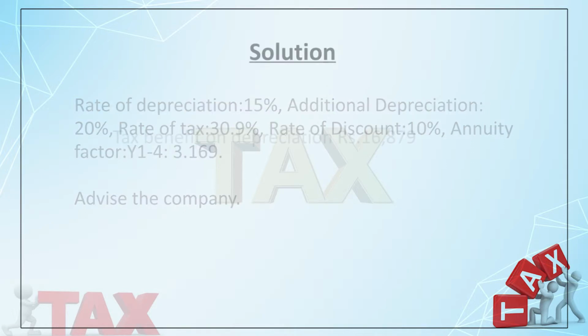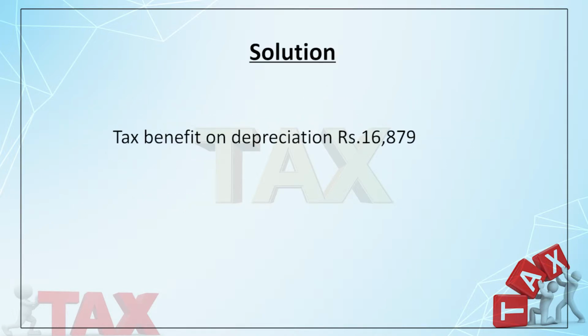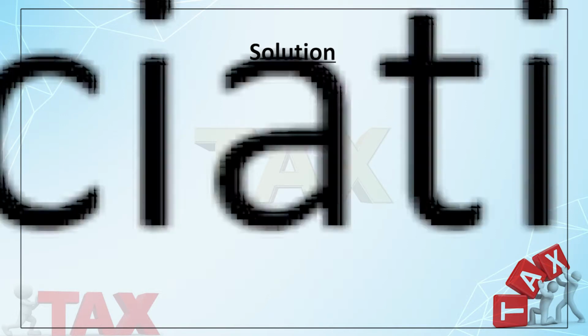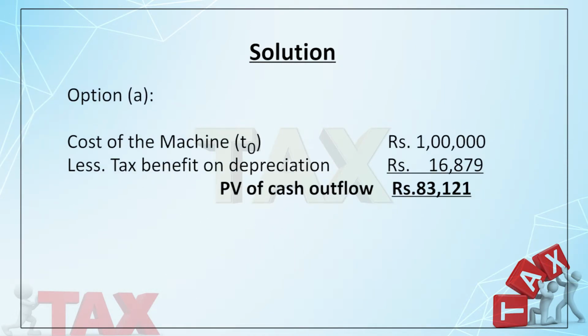Now see the solution. The tax benefit of depreciation, in the case study I have already calculated as 16,879; you know how to calculate it. Now with that I move into the evaluation of the options. Option A, you are to pay immediately. So what is the cost of the machine? 1 lakh. Tax benefit is 16,879. So your cash outflow is 83,121.